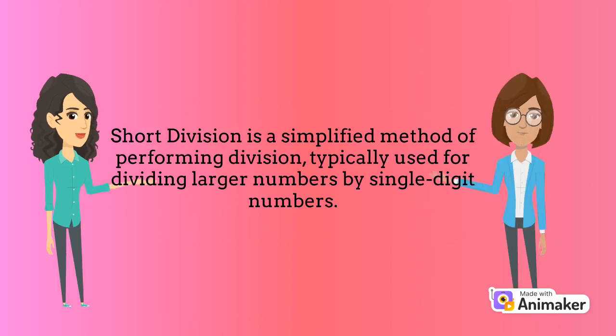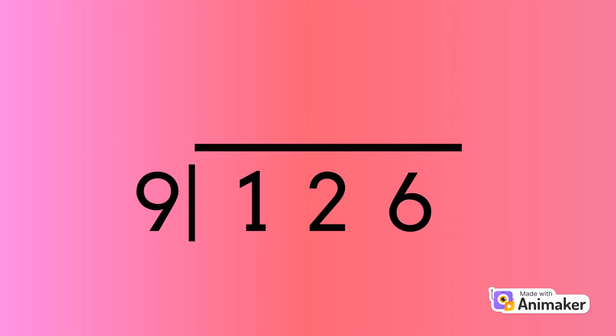Short division is a simplified method of performing division, typically used for dividing larger numbers by single-digit numbers. Instead of writing out the full long division process, you do most of the steps mentally, using a smaller format. It's faster, but you need to have a good understanding of the multiplication tables to use it effectively. This is our question. Let's answer it in short division.